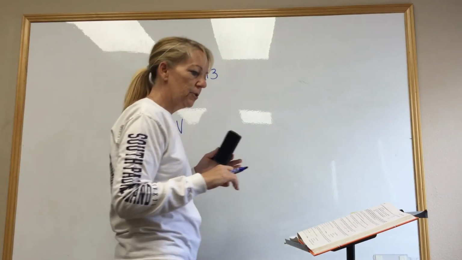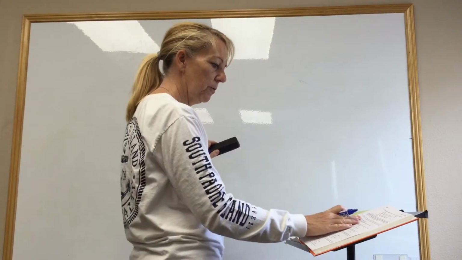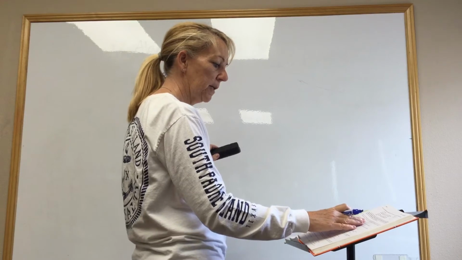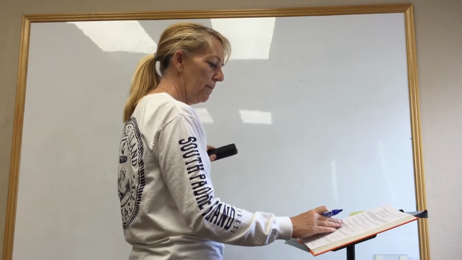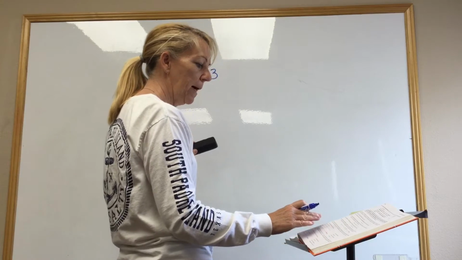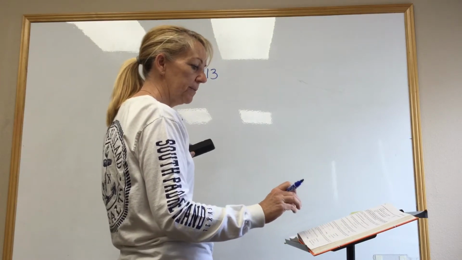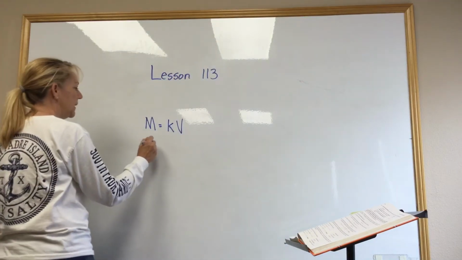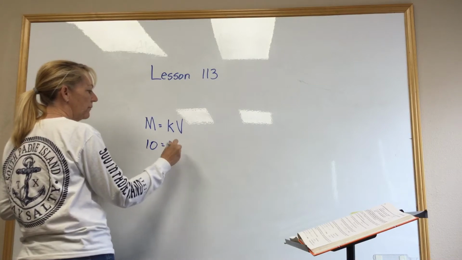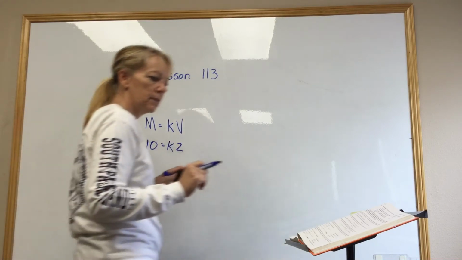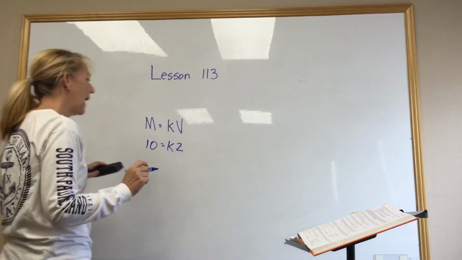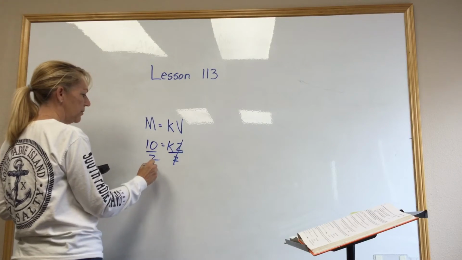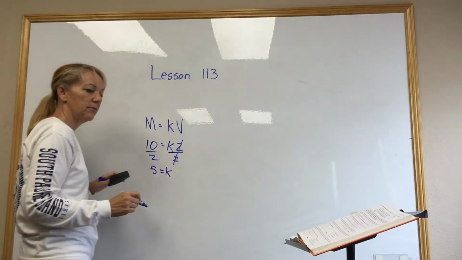So let's do that. So they said the mass of 2 liters of the substance is 10 kilograms. So the mass would be 10 kilograms, and the volume is going to be 2 liters. So we would change mass to 10 kilograms. The constant is what we're solving for, and 2 liters. You see that? So let's solve for K. So I'm going to divide both sides by 2 to isolate my variable. 10 divided by 2 is 5. So my constant is 5.